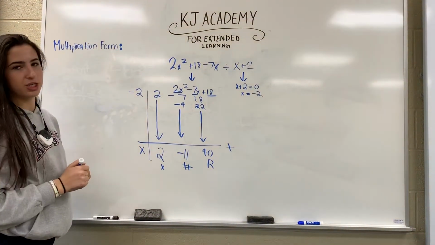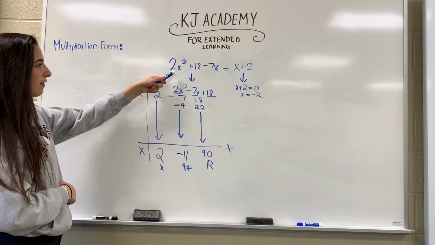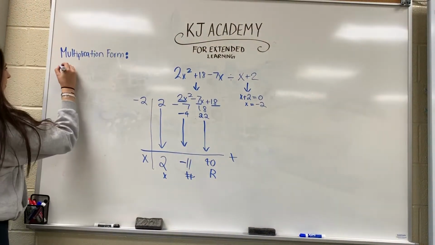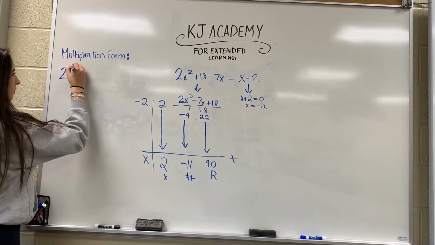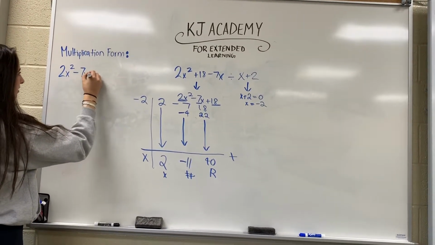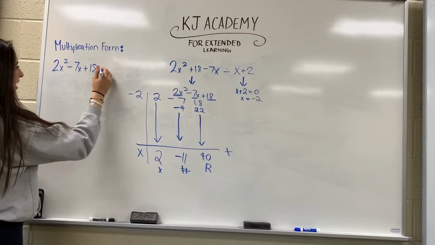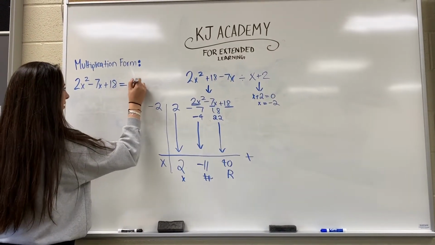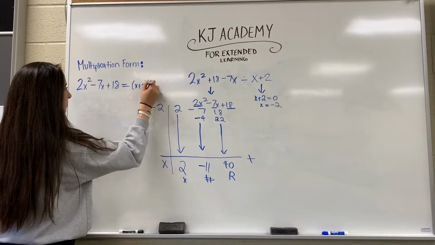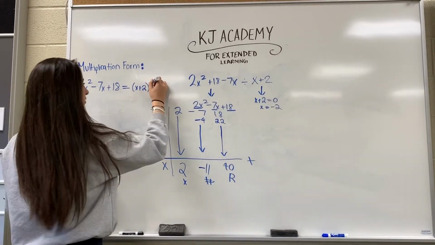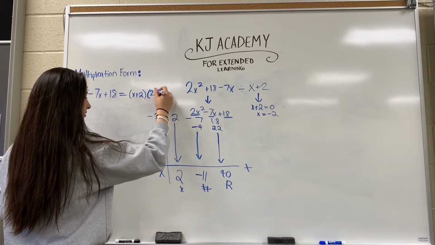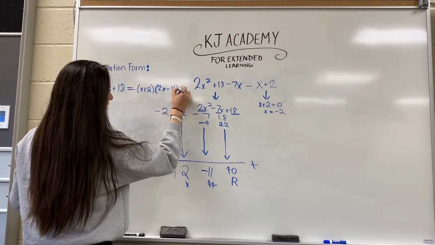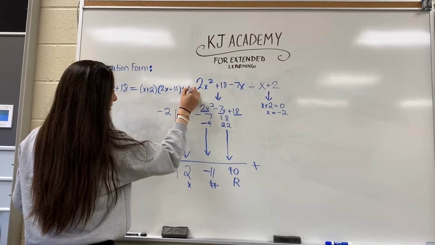First, we have multiplication form, which we already know that we have to do in descending order, which is our dividend from the original, and we have to write that out. 2x squared minus 7x plus 18, and then equals our divisor from the beginning, which is x plus 2 in brackets, multiplied by our new quotient, which is 2x minus 11, which is our constant, and then plus our remainder.